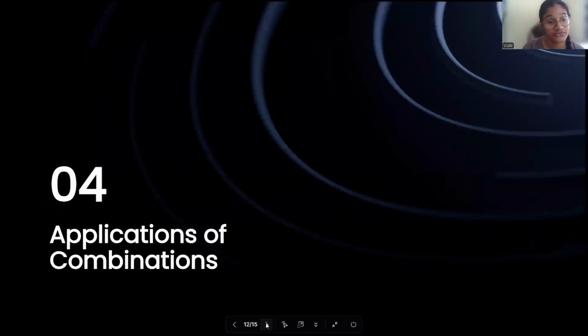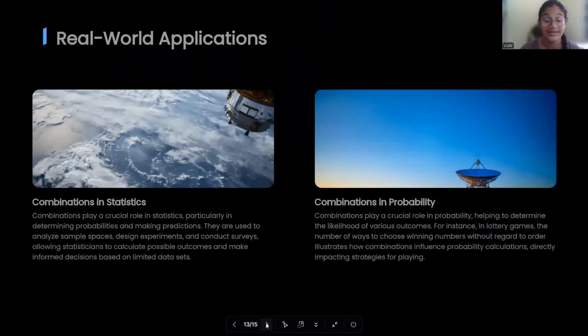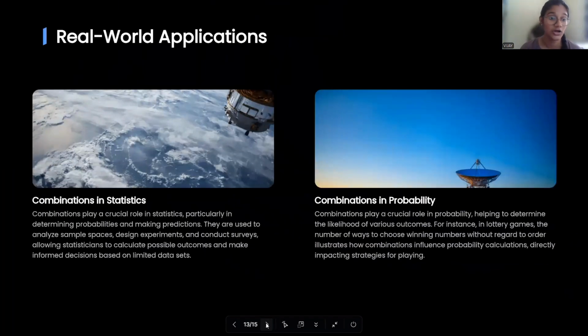Applications of combinations. Real world applications. Combinations and statistics. Combinations play a crucial role in statistics, particularly in determining probabilities and making predictions. They are used to analyze sample spaces, design experiments, and conduct surveys, allowing statisticians to calculate possible outcomes and make informed decisions based on limited data sets.